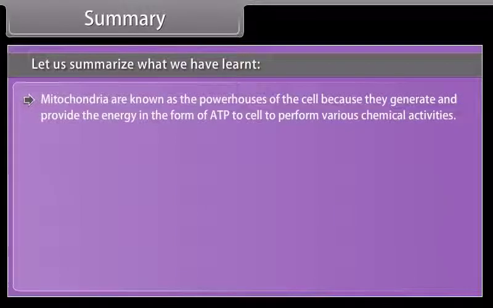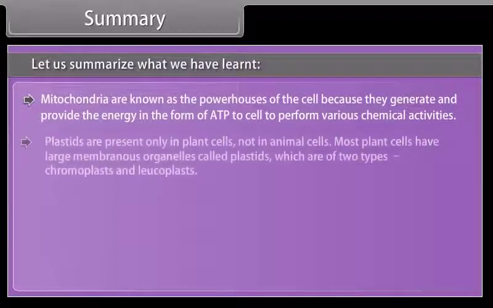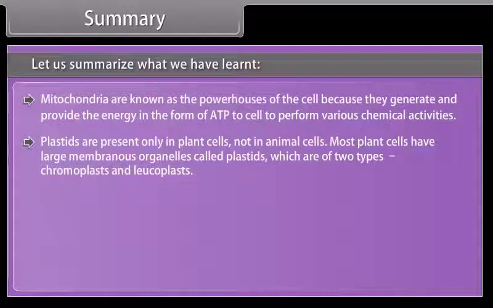Mitochondria are known as the powerhouses of the cell because they generate and provide the energy in the form of ATP to the cell to perform various chemical activities. Plastids are present only in plant cells, not in animal cells. Most plant cells have large membranous organelles called plastids, which are of two types: chromoplasts and leucoplasts.